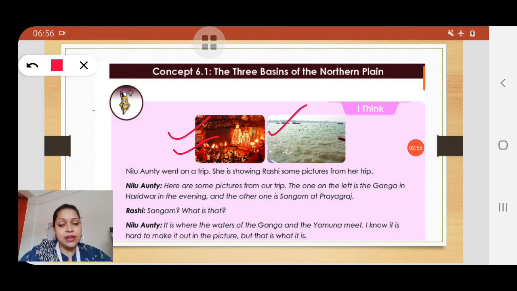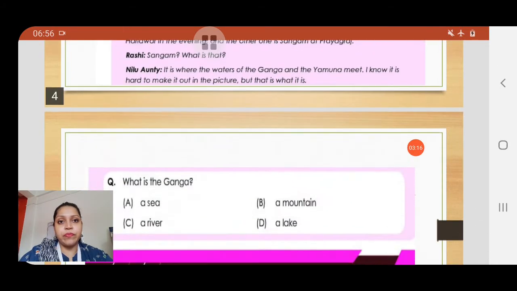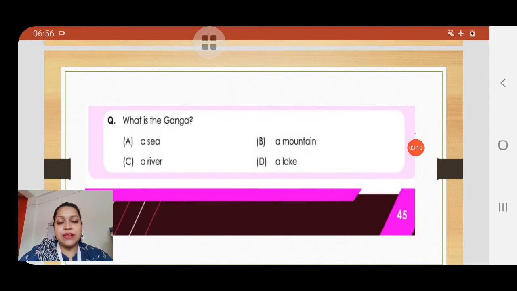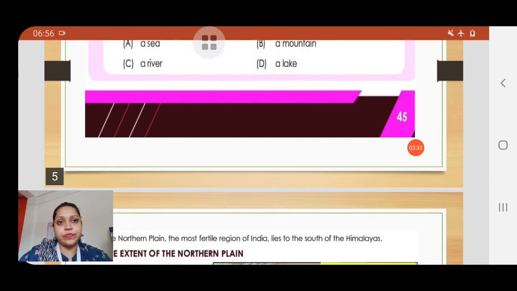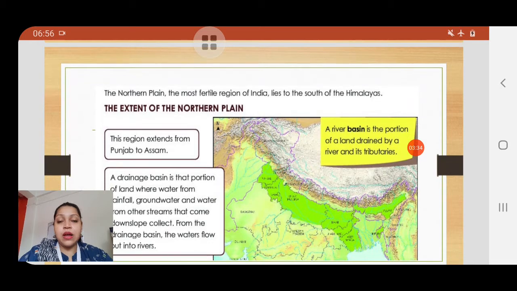You have got this in the lesson on rivers. At Prayagraj, that is Allahabad, the river Yamuna and river Ganga meet and it's called Sangam. So children, now let's move on. Here is the question: what is the Ganga? It's given: a sea, a mountain, a river, a lake. It is obviously a river. We all know it's the river. It's the longest river of India. So now let's start with the lesson.